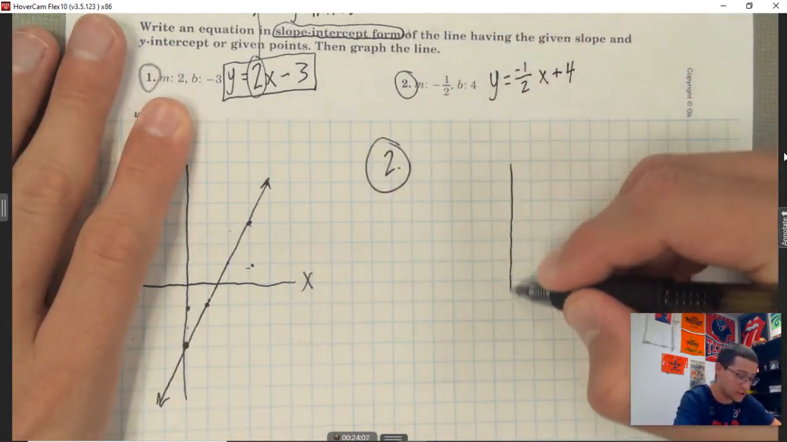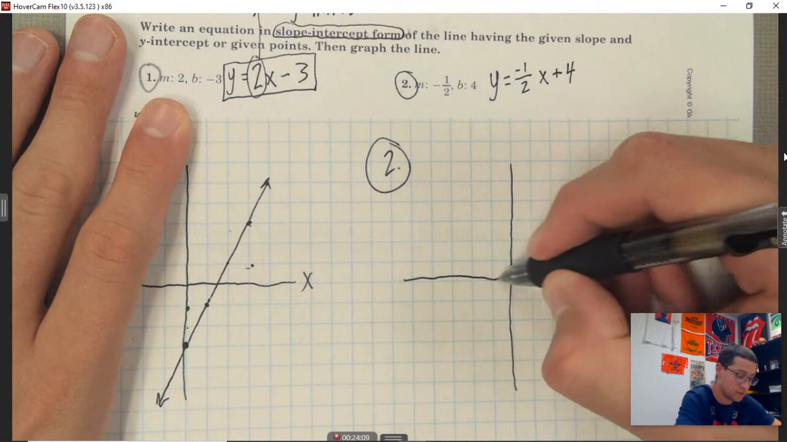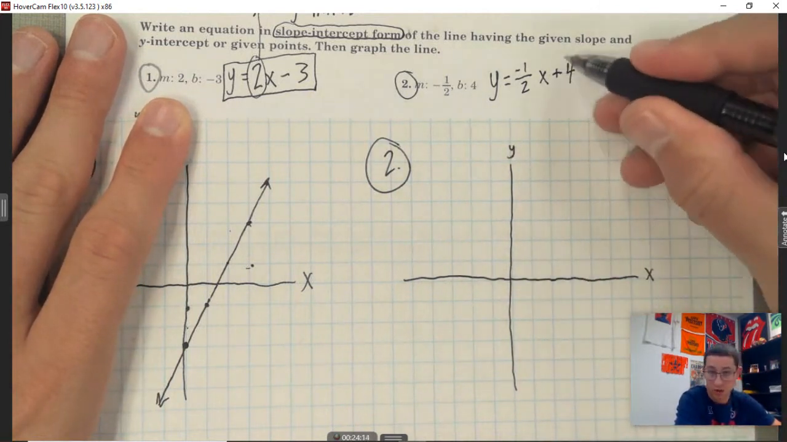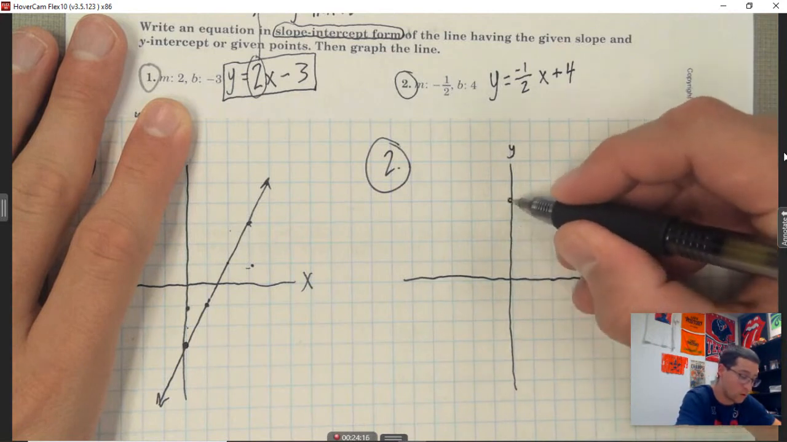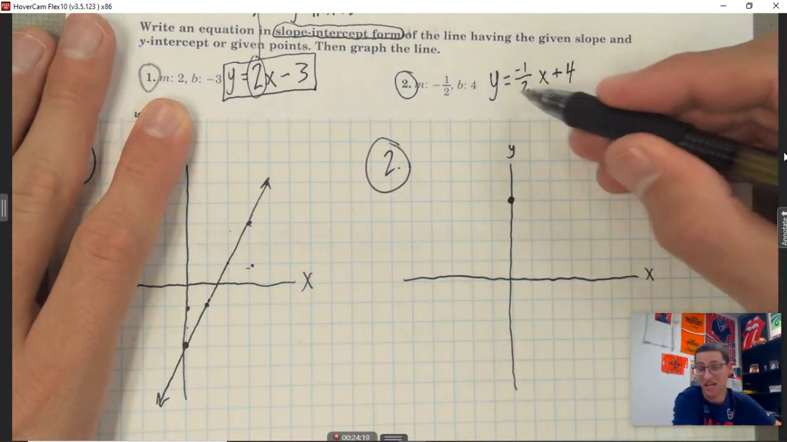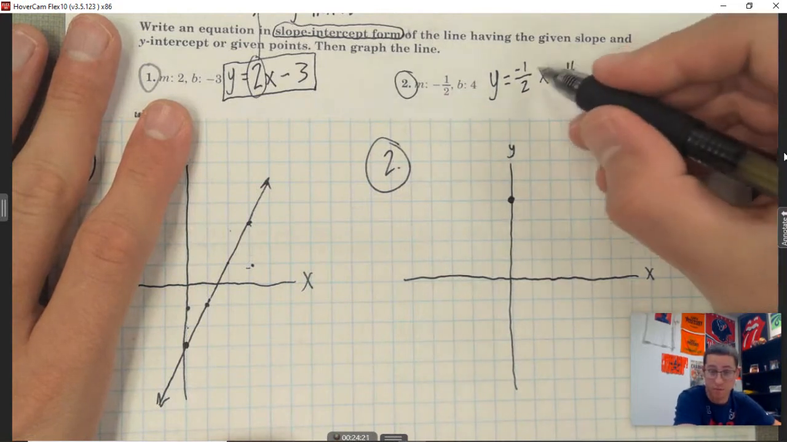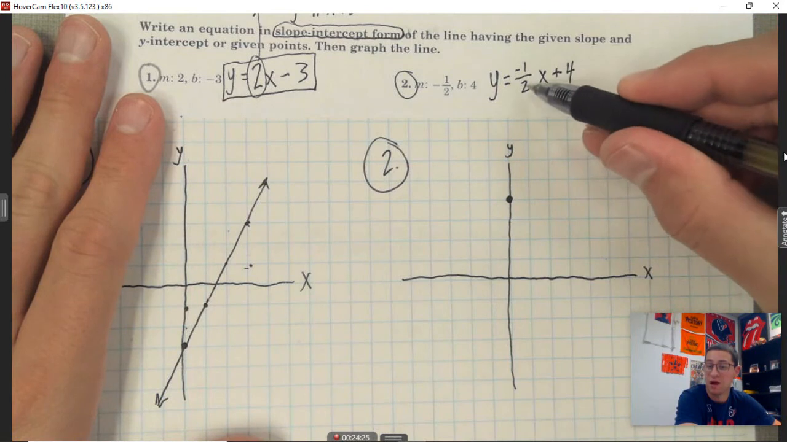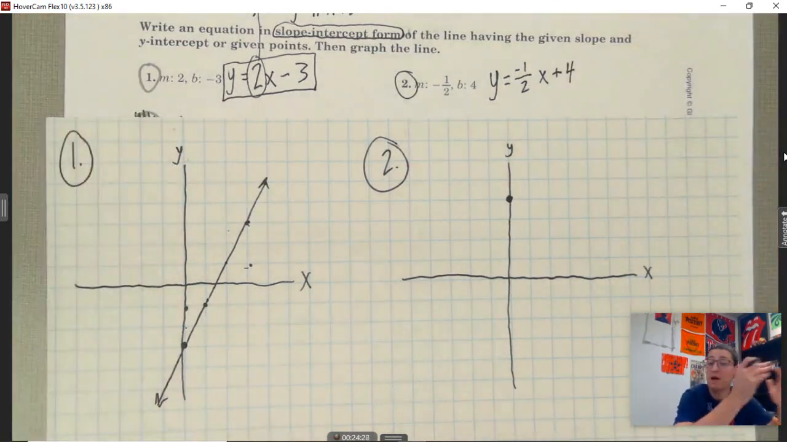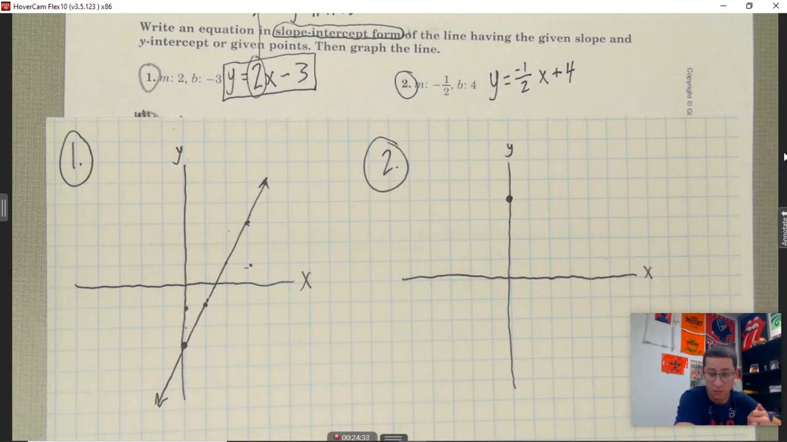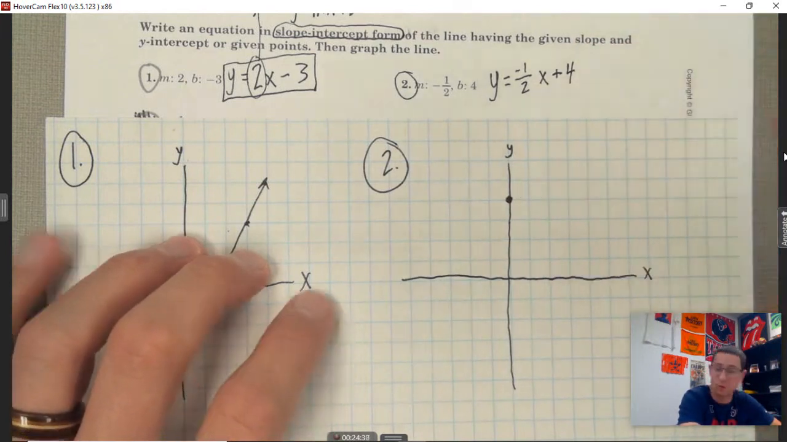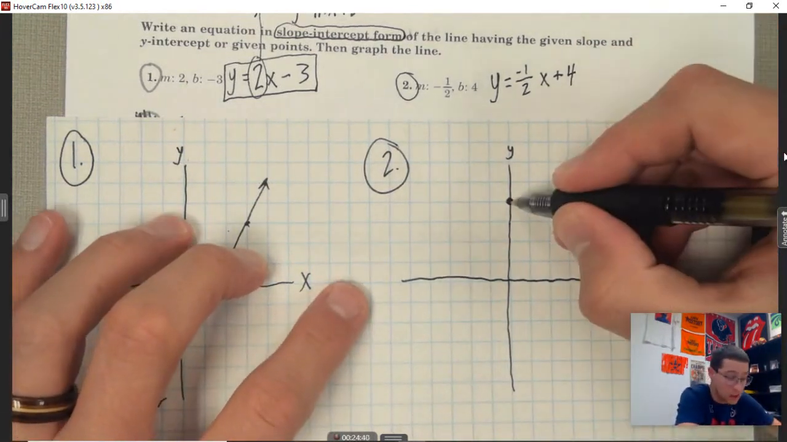Similar process here. Here's my graph, y and x. Y-intercept of 4: 1, 2, 3, 4. And notice I've got a negative slope here, which I'm going to have to remember. Let's make my rise negative and my run positive. But it doesn't matter. As long as you make one positive and one negative, you've taken care of your rise over your run properly. So I'm going to go down 1.